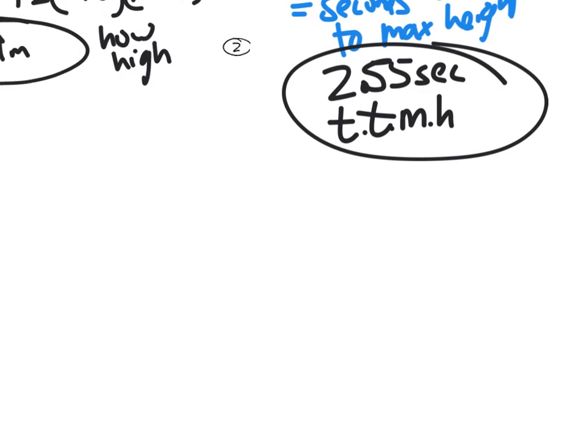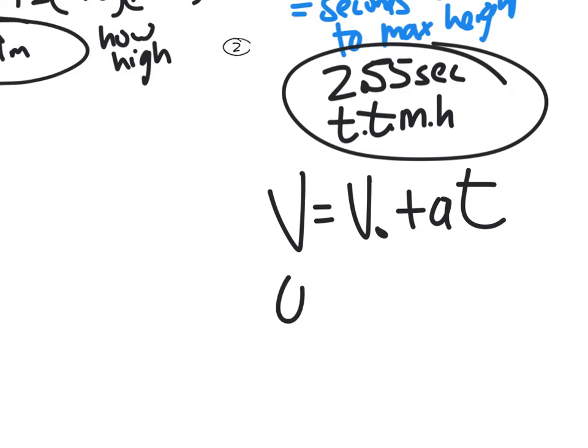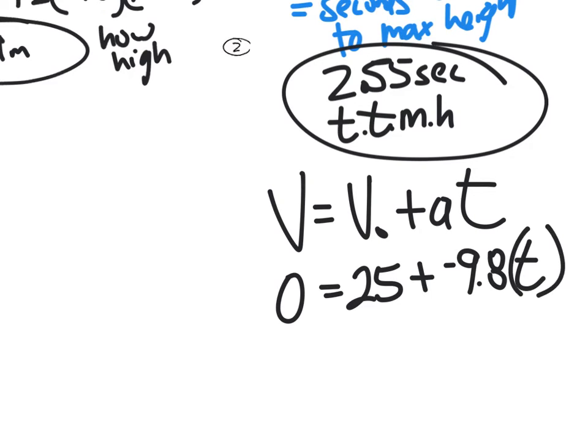If we were using an equation, I think the top equation on your formula page shows that the final velocity equals initial velocity plus acceleration times time, in which case we know that 0, or final velocity, equals our initial velocity plus negative 9.8 times t. And if you just actually solve that, you see you're going to have 25 divided by 9.8. So we're going to get the same answer as the trick.